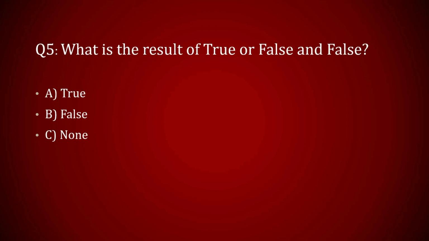What is the result of True or False and False? So the options are A, true, B, false, C, none. Let's start the timer.